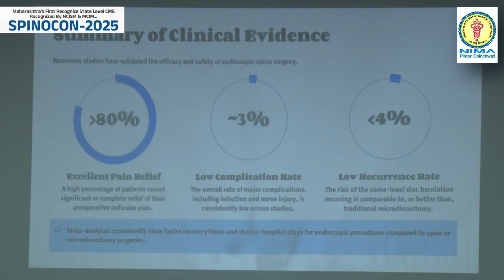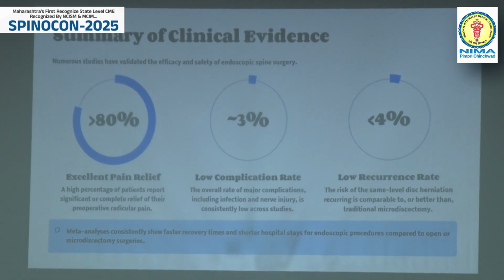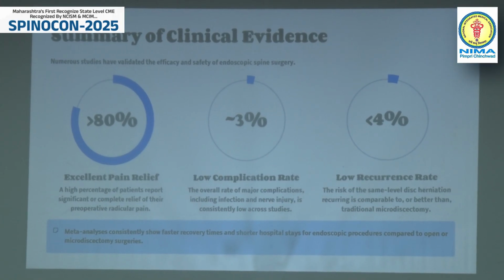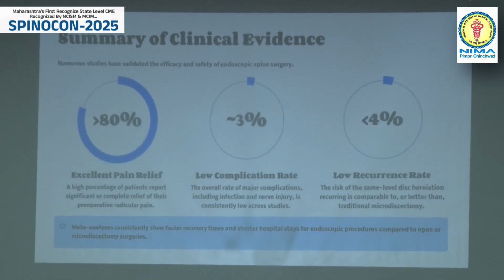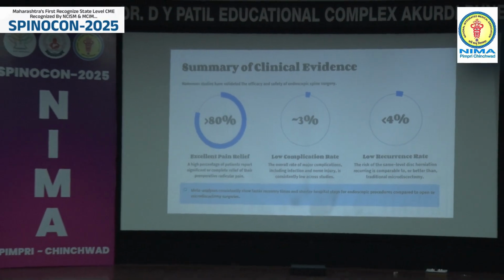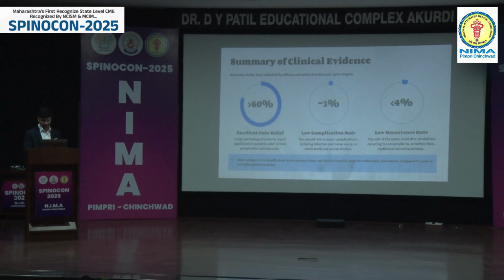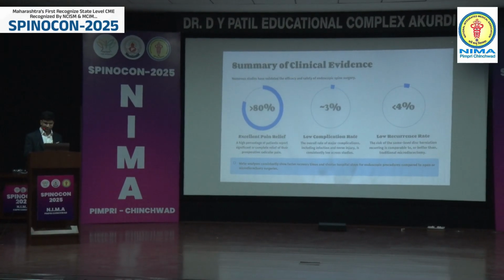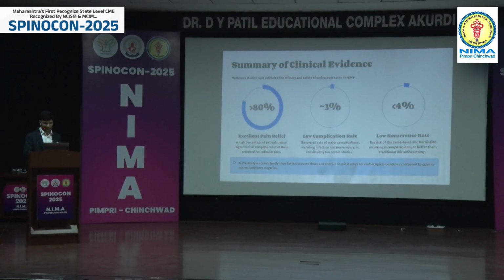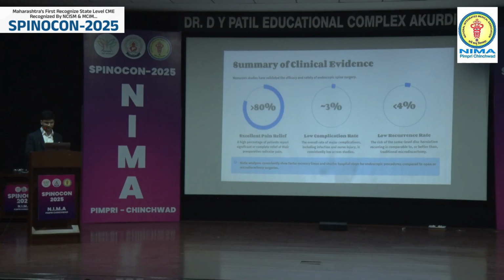So in summary, endoscopic spine surgery provides excellent pain relief, that is more than 80%. A high percentage of patients report significant or complete relief of their preoperative radicular pain. Complication rate is 3%, and the chances of recurrence are less than 4%. Meta-analysis has consistently shown faster recovery times and shorter hospital stay for the endoscopic procedure compared to open or microdiscectomies.